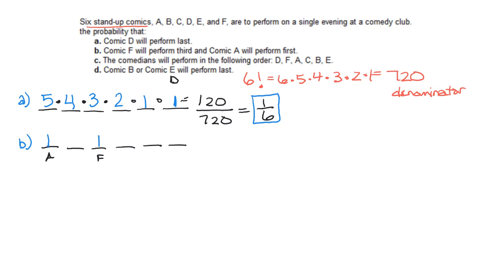So if we already know where 2 of the people are placed to perform, what does that leave us for the second performer? How many people are remaining? 6 minus 2 will give me 4 people remaining to perform in that second position. The fourth performer will only have 3 people for me to select from, and then it decreases from there. I'll only have 2 people to choose from, and then there will be 1 person left to perform last. Once again, we're going to multiply all these together, and in doing so, you should come out to 24 divided by 720, and reduce to 1/30. I'm sorry, 1/30.